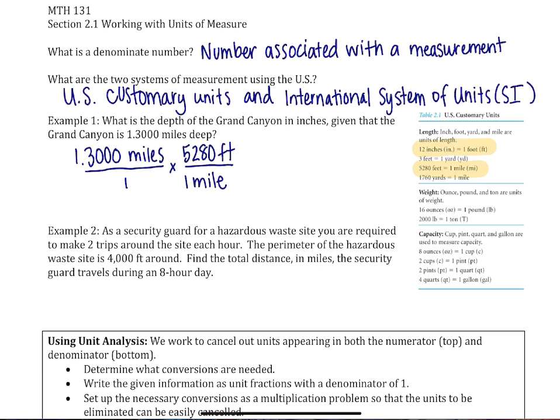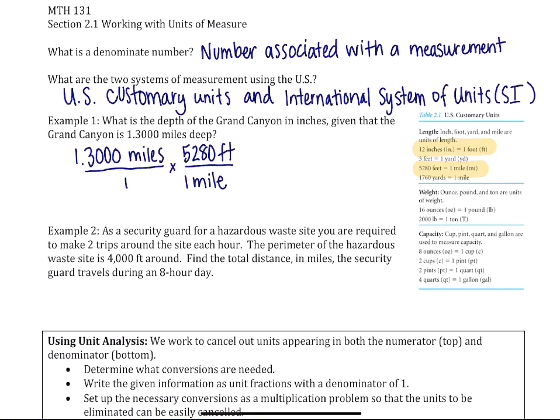So I've created what's called a unit fraction because these are the same equivalent distance. I've essentially created a 1. And when I multiply by 1, I don't change the answer. So why did I put the 5,280 feet in the top, or the numerator, and 1 mile down in the bottom, or the denominator? Well, what I need to do here is I want my miles to cancel.